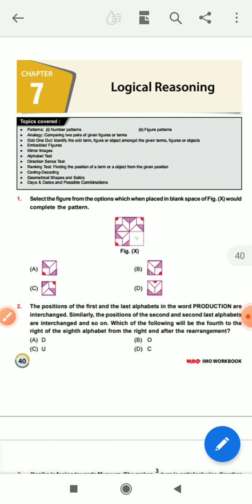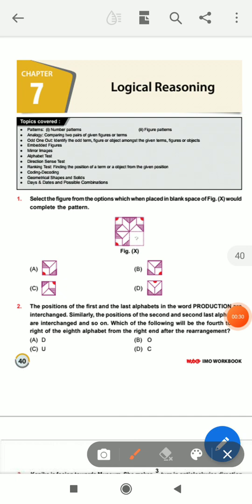Question number 1. Select the figure from the options which, when placed in the blank in place of figure X, would complete the pattern. Look at the picture. Which option is correct? Option B is correct.